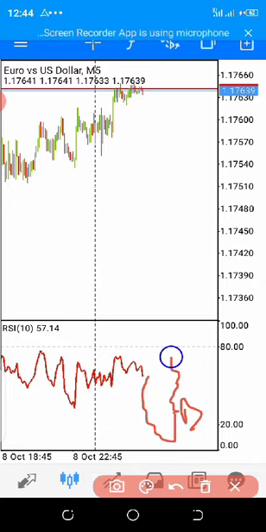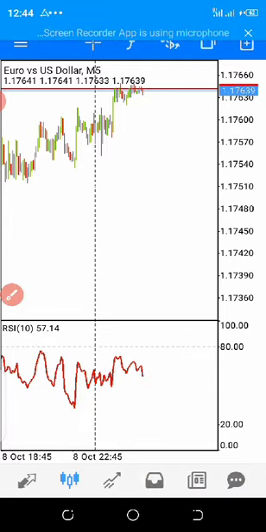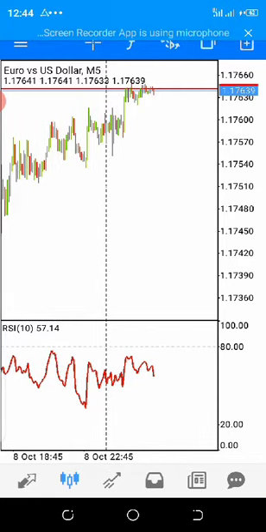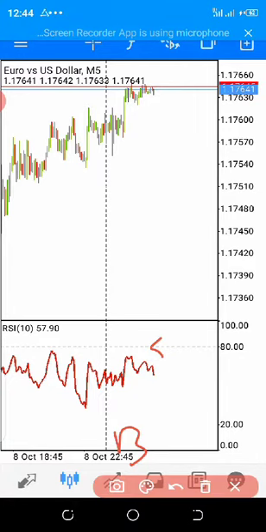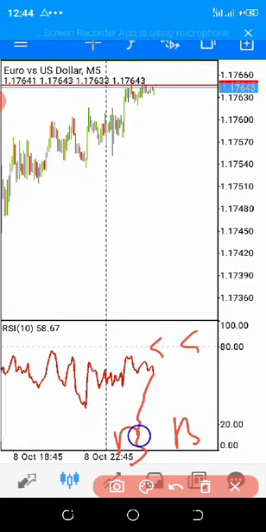Once you see it hits the 80 line and turns back toward this extent, wants to come down, you sell. That is how you will keep on buying, selling, buying, selling. As the market is coming down, you buy.